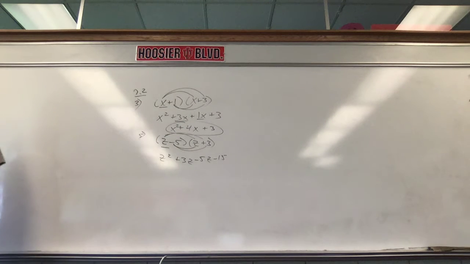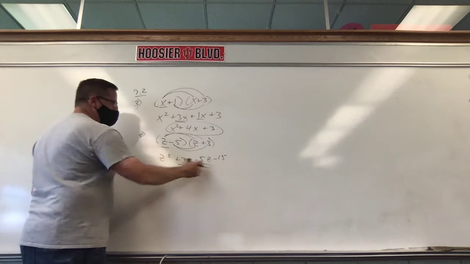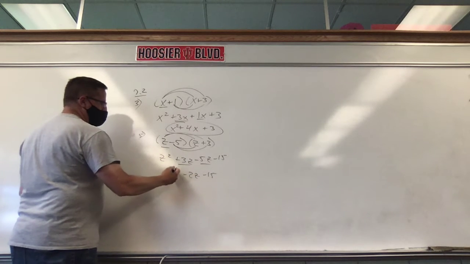Have we multiplied everything by everything? Yep. Are we done? No, not quite. We have to combine like terms. 3 and negative 5 is negative 2z, minus 15, with a z squared up front.